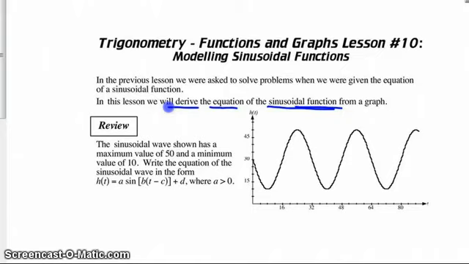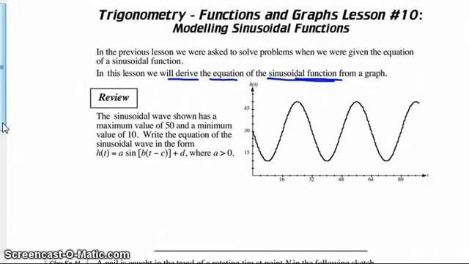So to recap what we need to come up with an equation, we have this review question. Given this function, a sinusoidal wave, I need to find the equation for this graph. They are referring here to a maximum of 50 and a minimum of 10. This also notices sine.